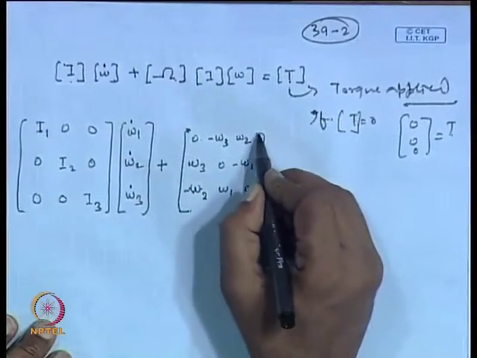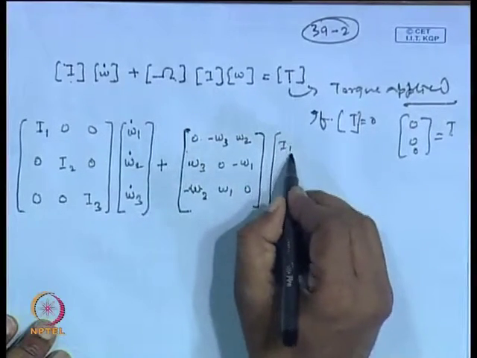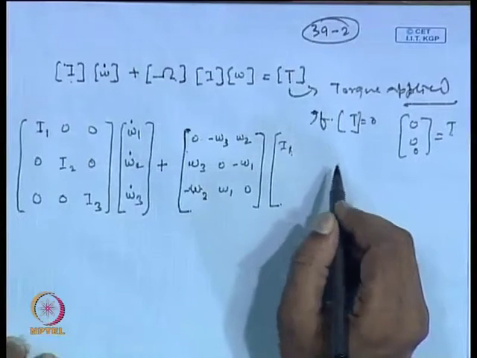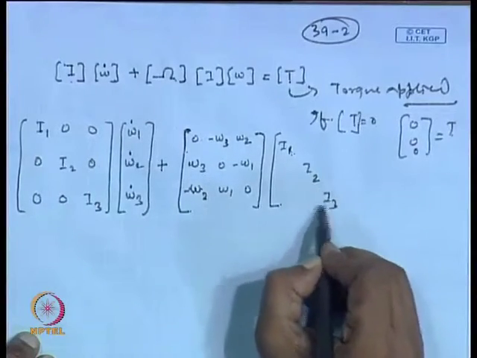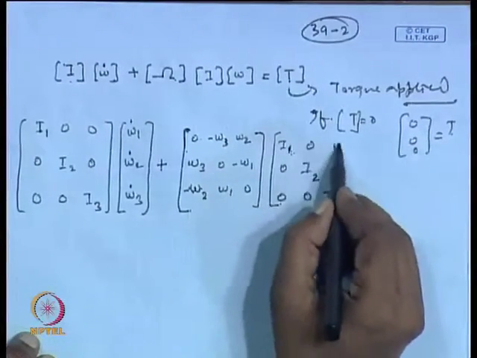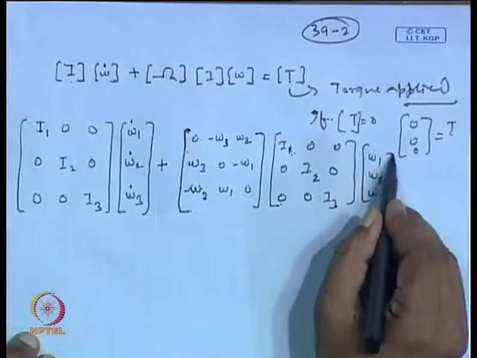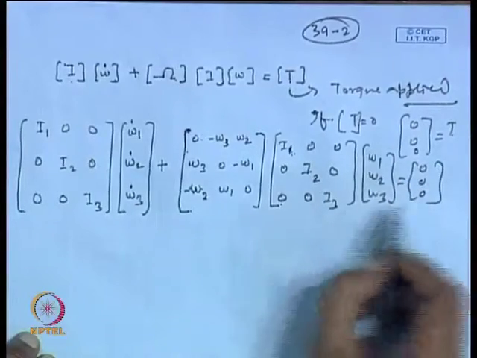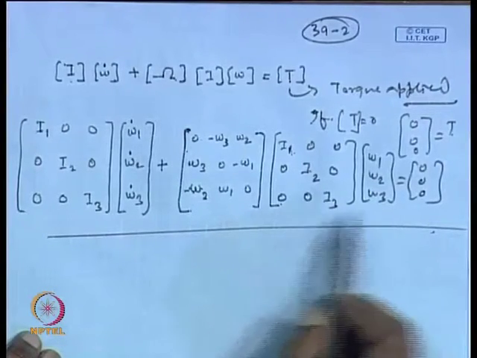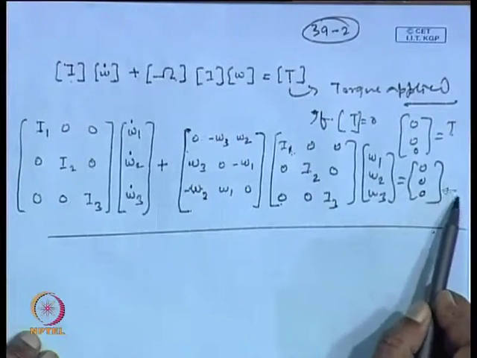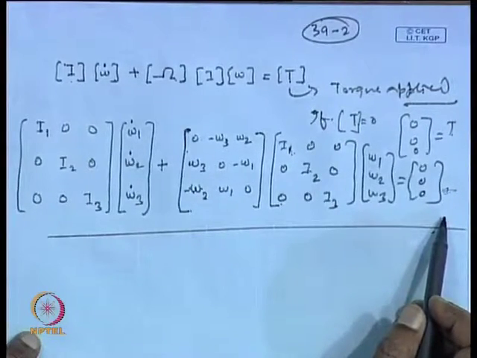And finally, here omega 1, omega 2, omega 3. So, this is equal to 0, 0, 0. This is our Euler's dynamical equation in which the torque applied is set to 0, because now we are considering the torque free rotation of a rigid body.